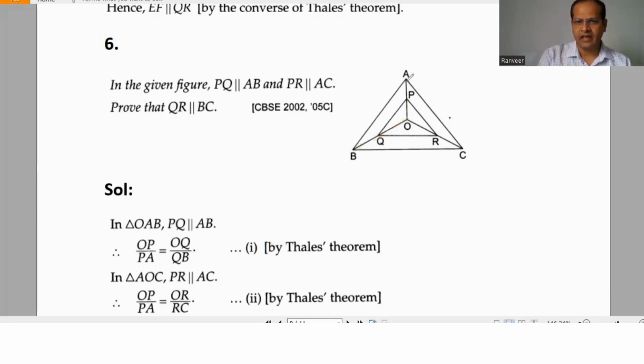Similarly, in the triangle AOC, PR is parallel to AC. Based on that, we can write OP by PA equal to OR by RC. This is the second. So the left hand side values are the same, so the right hand side, OQ by QB equal to OR by RC. Based on that, we can say that QR lies on the sides OB and OC of this triangle. So QR is parallel to BC. This is the reverse of Thales theorem.